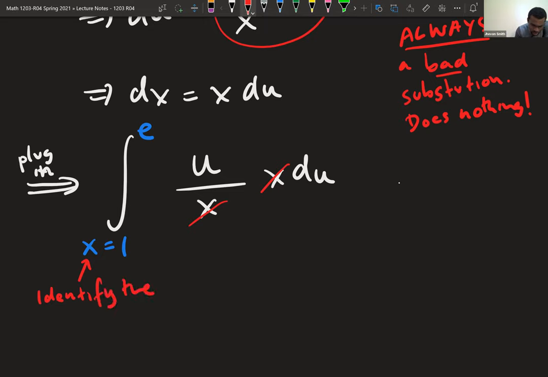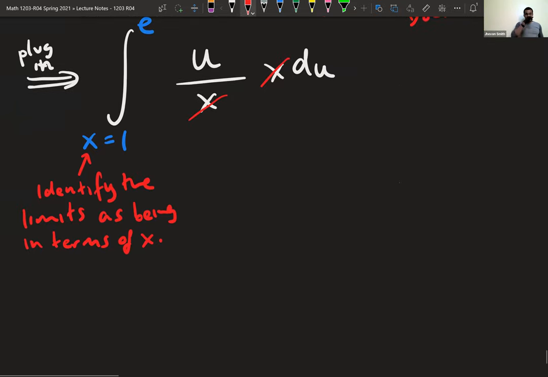Identify the limits as being in terms of x. So we have that. I know that these numbers, e and 1, I cannot plug them into u's because they belong to x's, not the u's, right? So you can indicate that there.